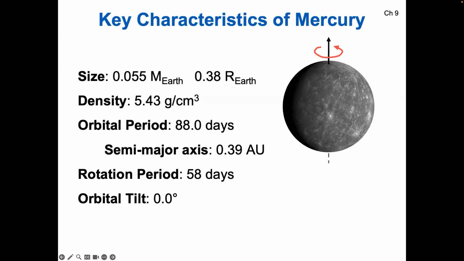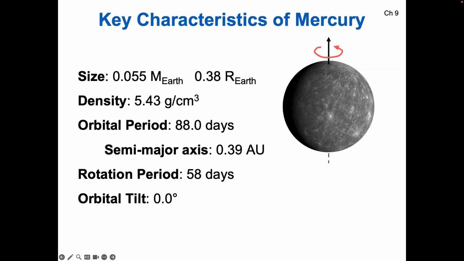So, key characteristics of the planet Mercury. It is not that massive. It is about 5% the mass of Earth. It's about 1/3 the size of Earth. This has to do with volume. As you get bigger, you get a lot more mass. The density is actually not very high.